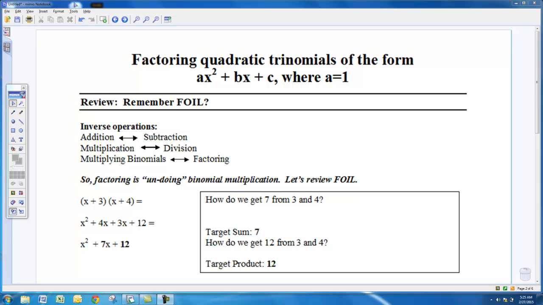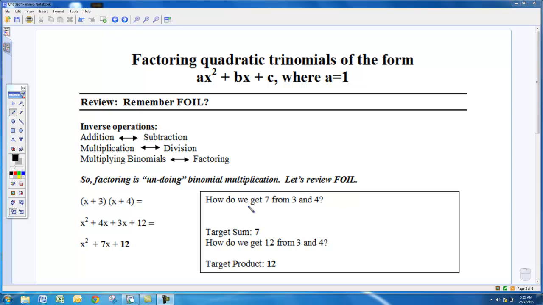Hello everyone. So yesterday we talked about how factoring is the opposite operation of distributing. Also, factoring is the opposite operation of multiplying two binomials, which we do using FOIL. So let's review the FOIL method and then talk about how we could undo FOIL. So if we multiply using FOIL, we will get x squared plus 7x plus 12.